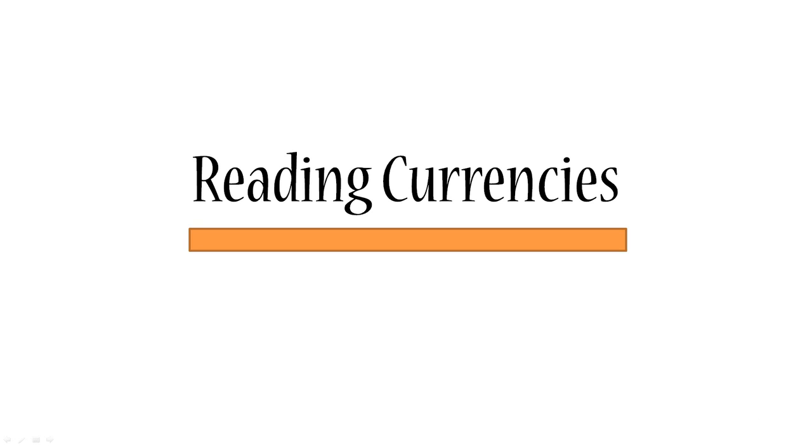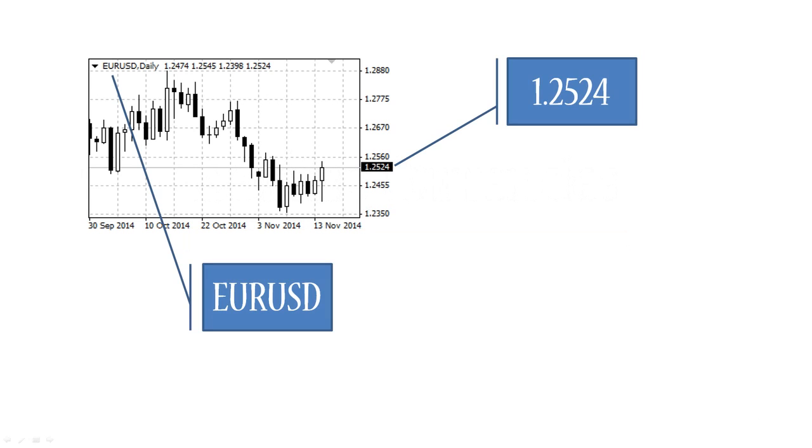Trading. In today's tutorial, we will talk about currency pairs and how to read them. So let's have a look at a chart. This is the euro-dollar daily chart, and you can see that the current price for the euro-US dollar is 1.2524. So what does that mean, and how do we understand that?